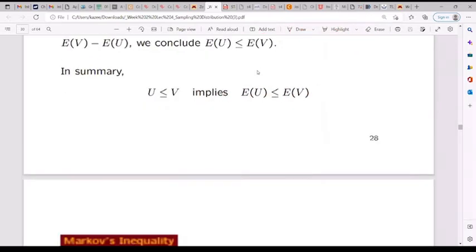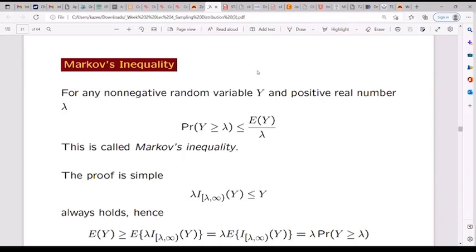So that's so easy. Now the second objective of today is what we call Markov inequality. I'm also going to walk you through Chebyshev inequality. And what do we use Markov inequality to do? Now, from Markov inequality, we have a non-negative random variable Y. It has to be non-negative, and a positive real number lambda.